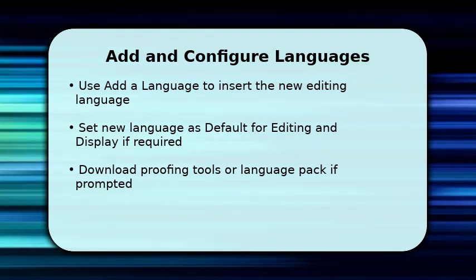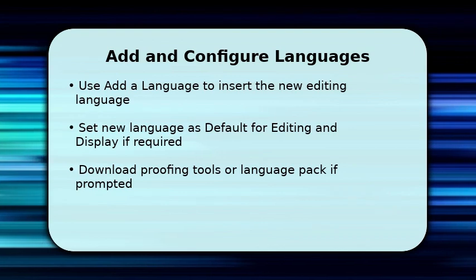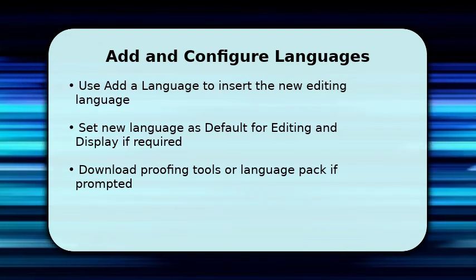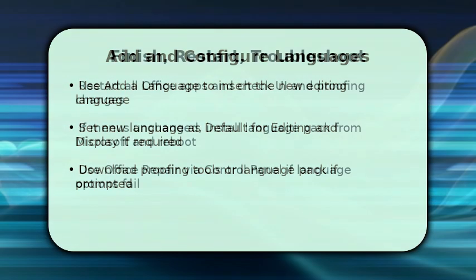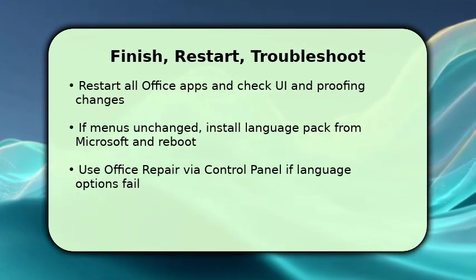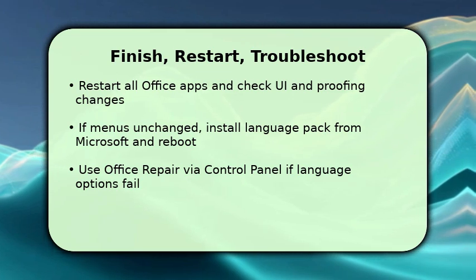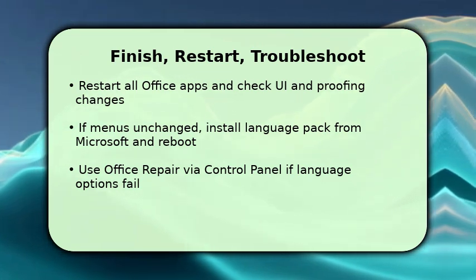If Office prompts to download proofing tools or a language pack, accept and let it install. Once done, restart all Office apps so the changes fully apply. Finish by closing every Office application and reopening one to confirm the new language is active in menus and spell check. If the display language didn't switch, make sure the corresponding language pack is installed and you set it as default for display. Then reboot Windows.